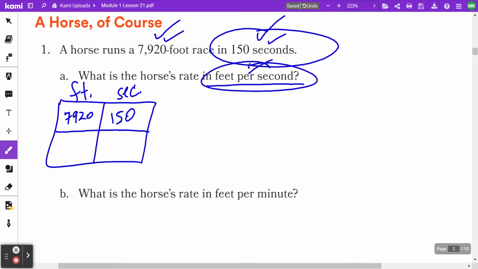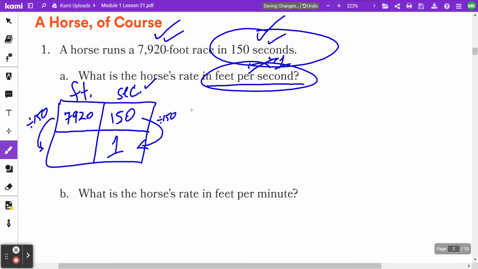Typically, if you can build it, the answer will come. Per means 1, so per second, I'm going to put that 1 right in there. Why is that important? Well, the chart tells me exactly what to do. What do I do from 150 to get 1? I'm going to divide by 150. Anytime you divide by the same number, you always get 1. So if I do that to the right side, I have to do that to the left side, so divide by 150.